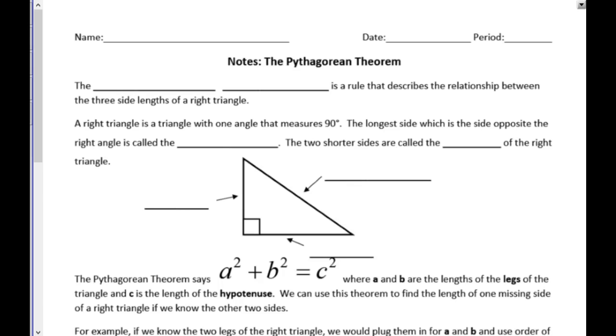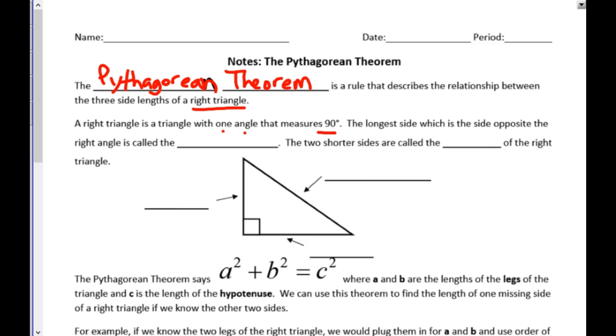Now, yesterday we did Pythagorean theorem triples, so today we're just talking about when they're not triples, right? So the Pythagorean theorem, let's not change colors randomly. Alright, theorem is a rule that describes the relationship between three side lengths of a what? Right triangle. A right triangle is a triangle with one angle that is 90, of course.